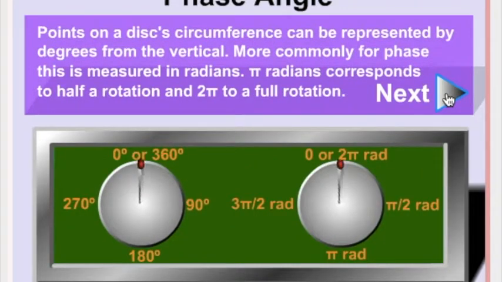Obviously we prefer to use radians in physics and maths instead of degrees, because it makes calculations simpler. Don't forget there's 2 pi radians in a circle, so 180 degrees is pi radians. Half of that is half pi radians, which is 90 degrees, and 3/2 pi radians is 270 degrees.